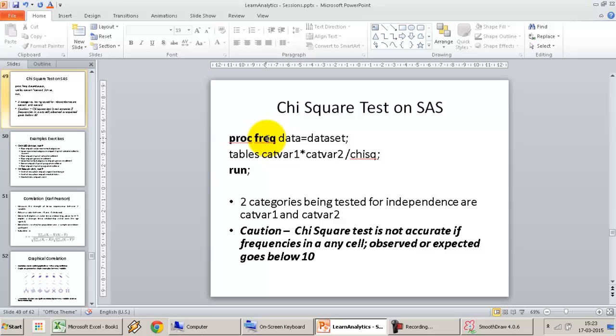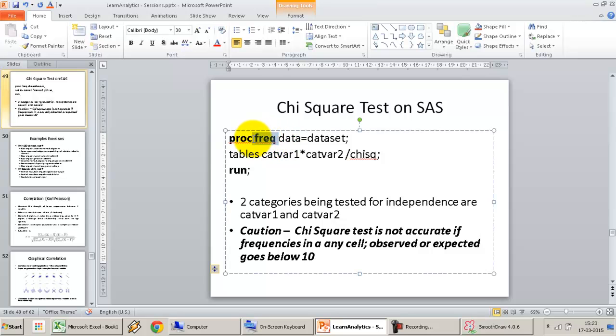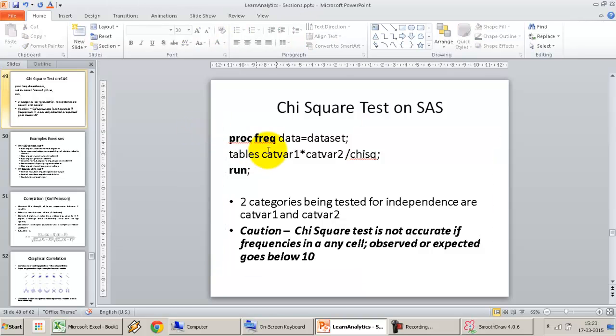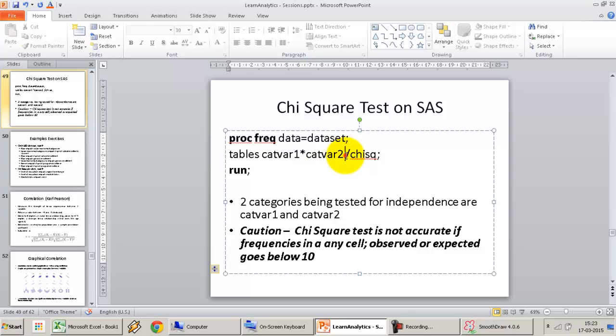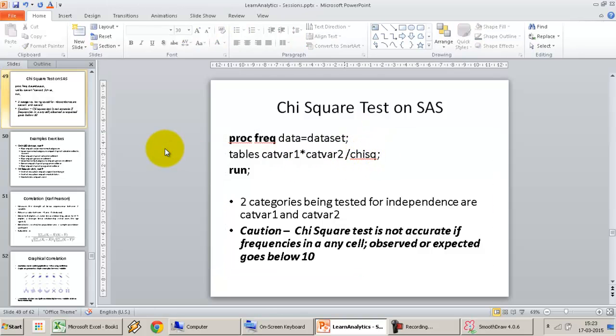We use an extension to the PROC FREQ procedure itself. So when we do proc freq data equal to data set name and tables variable 1 * variable 2, we actually end up creating a crosstab. We just need to add an option over there, /CHISQ, or the chi-square, and run it. It automatically runs a chi-square test on the crosstab that we generate.